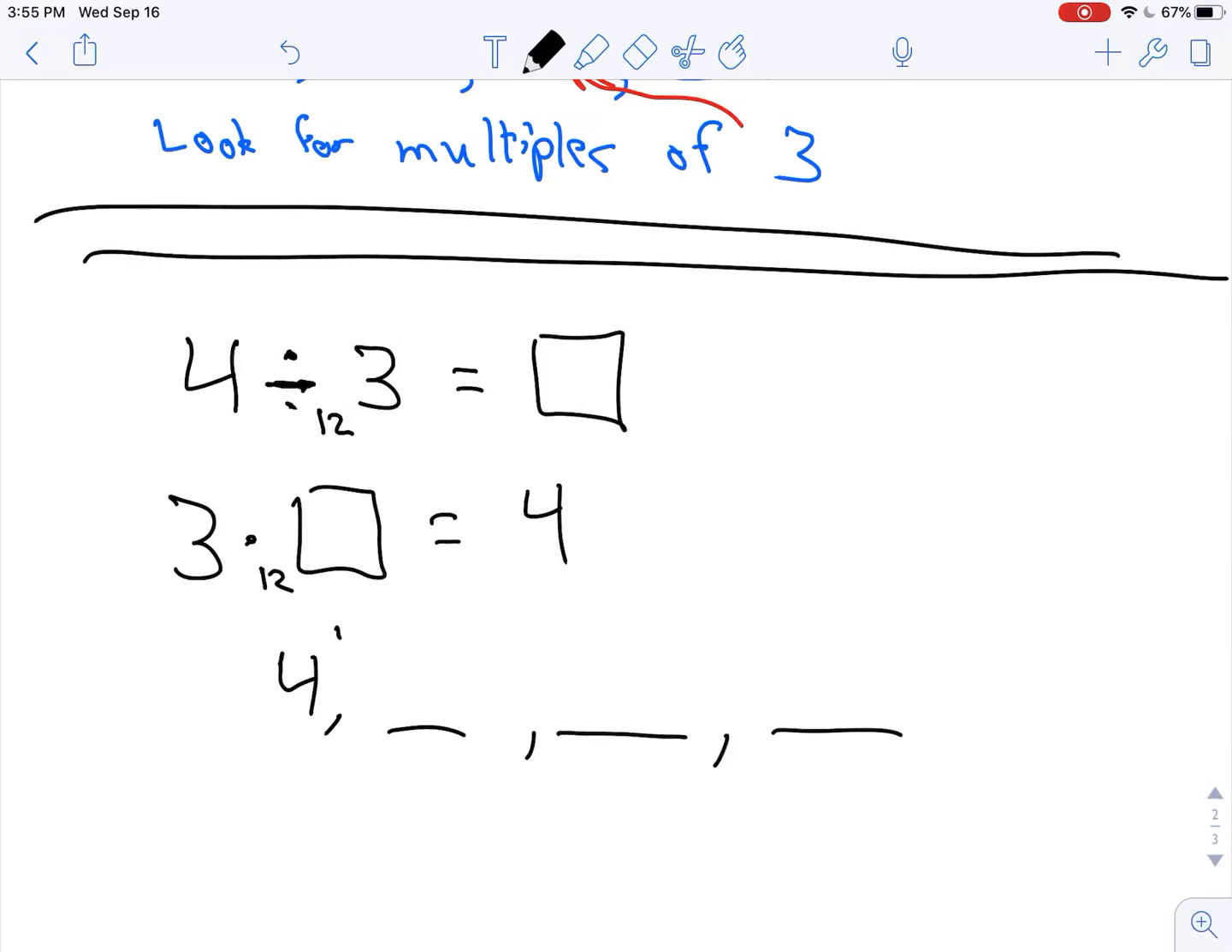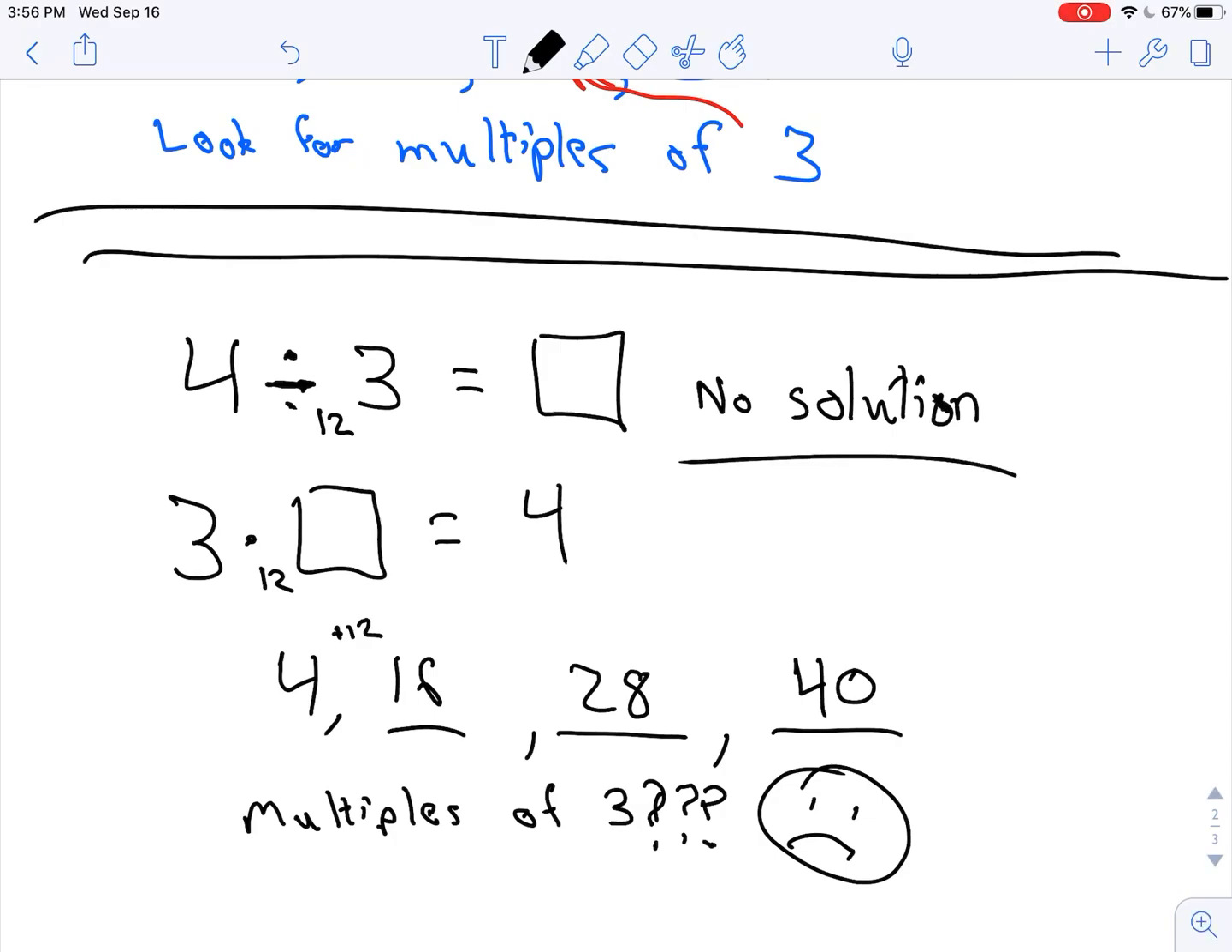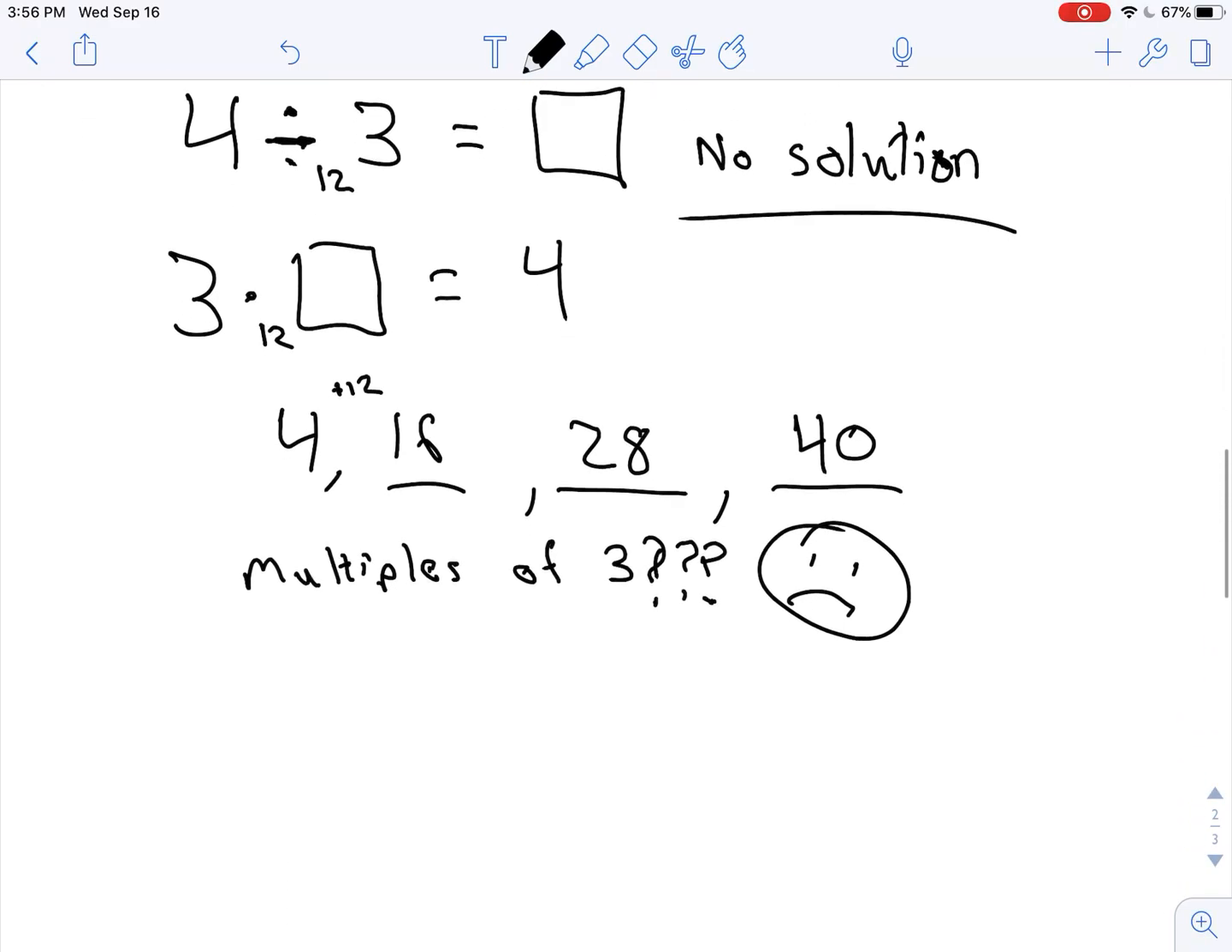Okay, so I'm starting with 4, and now I'm just going to start adding 12, and we're looking for multiples of 3 in my list. But there's a problem here. This should jump off the page at you, because when I'm adding 12, that's an even number, to another even number, I'm guaranteed to have just a list of even numbers. I'll never get a multiple of 3, so instead of exclamation point, it becomes more like question mark. This has no solution. So there is no solution for this. Does that make sense? I hope.